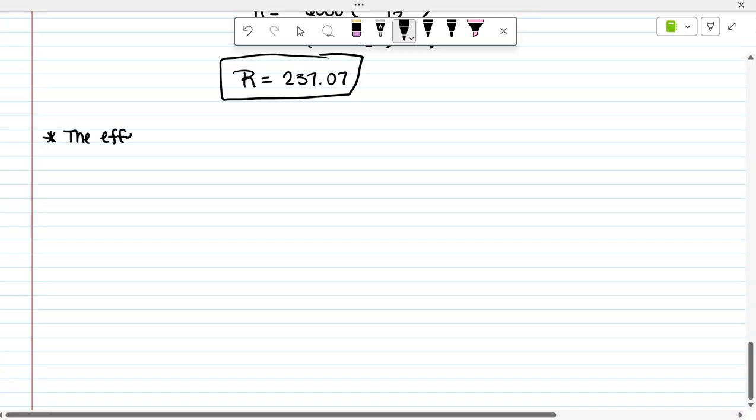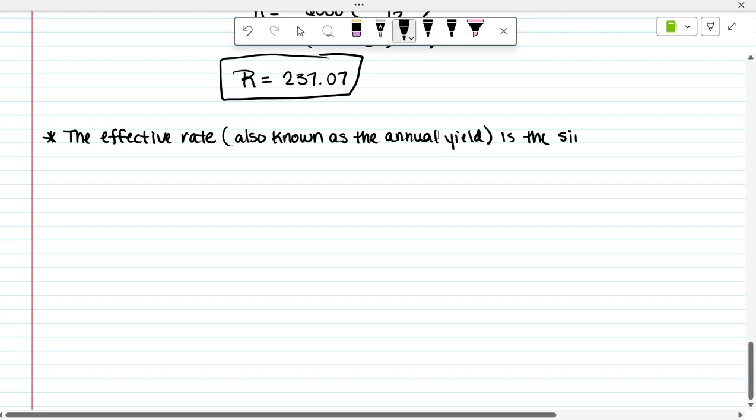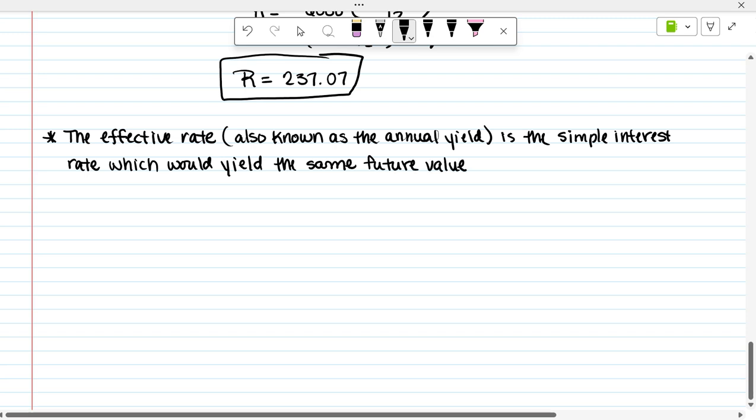The effective rate, also known as the annual yield, is the simple interest rate which would yield the same future value over 1 year as the compound interest rate.